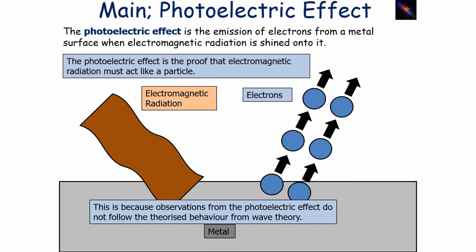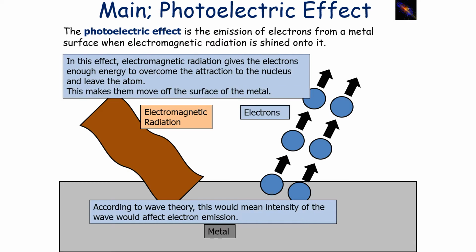The work function is unique to every element since they all possess different electrostatic attractions between their nuclei and the electrons. It's important to note that the photoelectric effect is the proof that electromagnetic radiation such as visible light must act like a particle. This is because observations from the photoelectric effect do not follow the theorized behavior from wave theory. According to wave theory, if electromagnetic radiation was a wave, the intensity of the wave would affect electron emission.